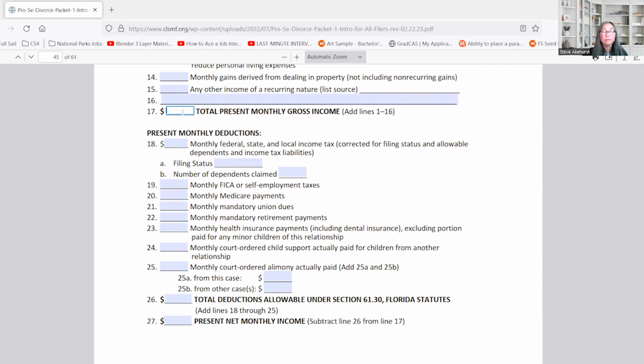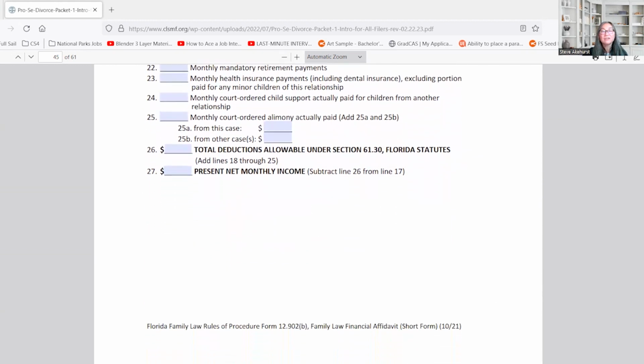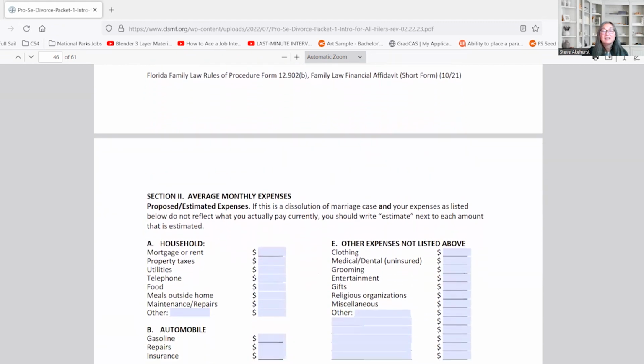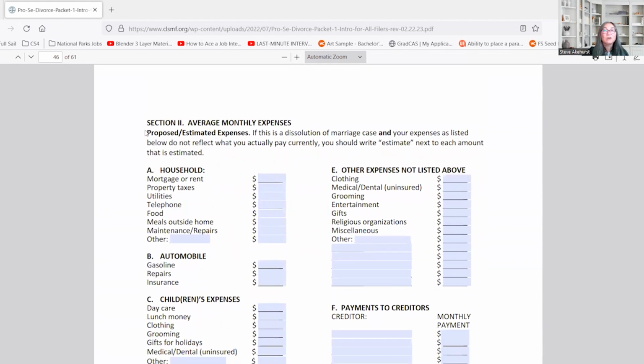So you have your gross income and your deductions, and what you do is subtract the deductions from your total gross, and then you get your net. Your net is important because that's what you need in the next section. So you get to the next section, section after this, I'm sorry. Section 2 is your average expenses.